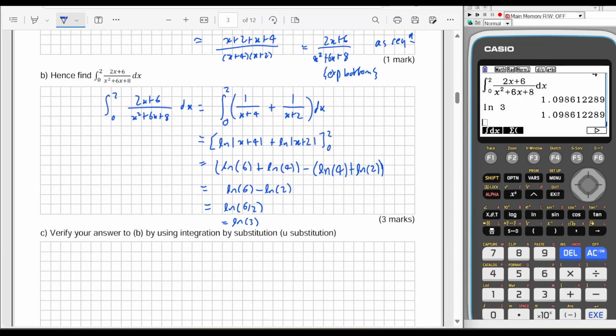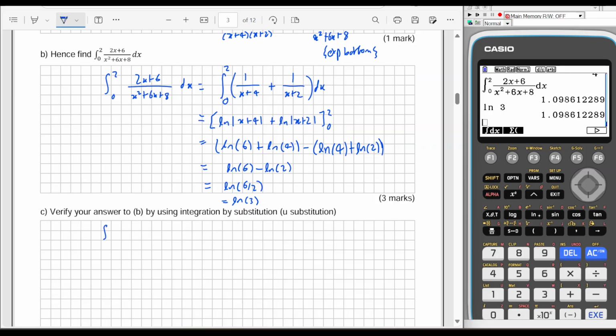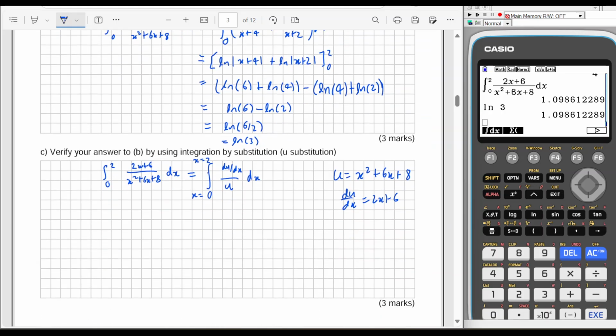Verify your answer using U substitution. So the integral from 0 to 2 of 2x plus 6 over x squared plus 6x plus 8 dx equals. Now, our U substitution will set U as x squared plus 6x plus 8, and du dx is 2x plus 6, which conveniently is the thing that's just on the top there. So this is U on the bottom and du dx on the top. And this goes from, x is 0 to 2. So I might just write x is 0 to x is 2, because now we've got a few different things we might be looking at.